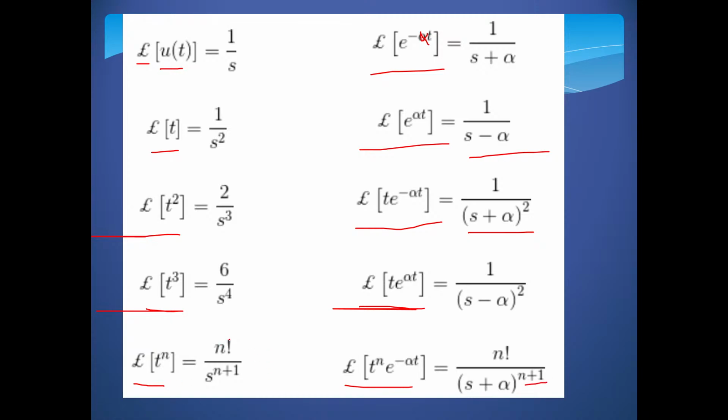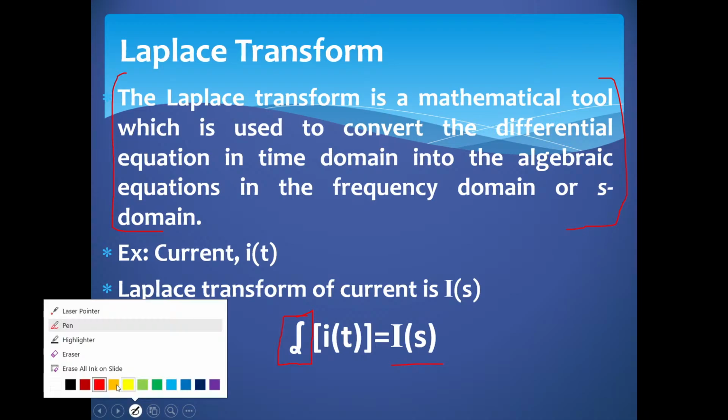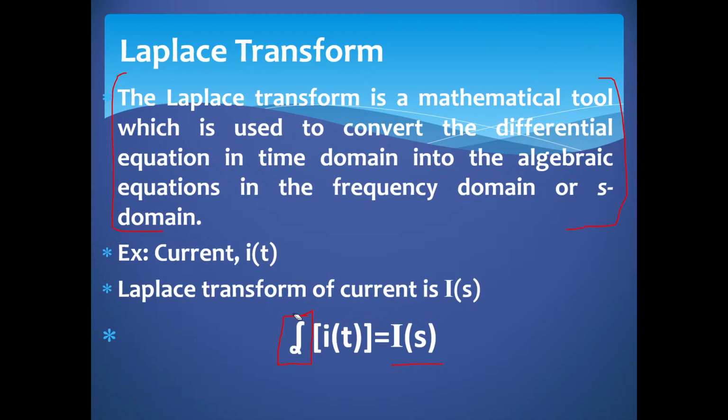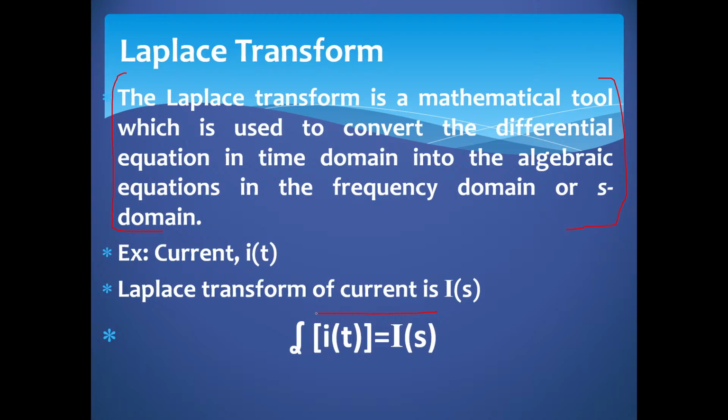Okay, these are all the formulas. So if you want, you can write down this statement. You can write down Laplace transform and these 4 lines, and write down this expression: Laplace of current i of t is I of s. Just take a minute. As soon as you complete, you mention in the chat box so that I will proceed.